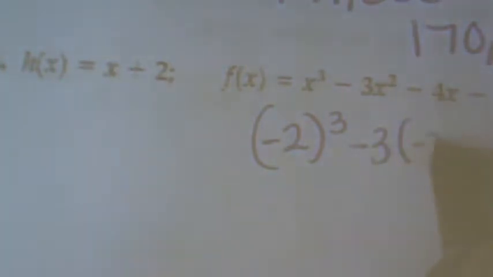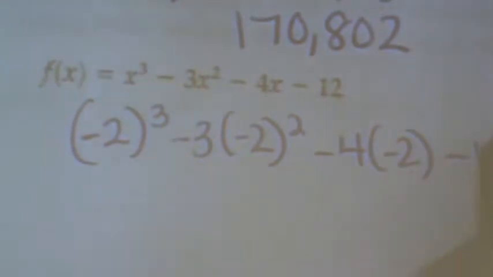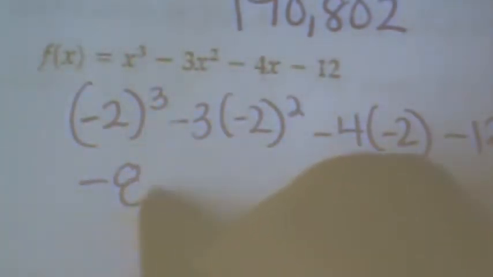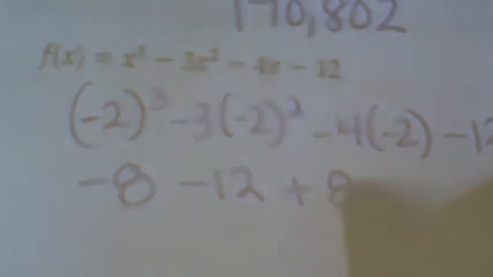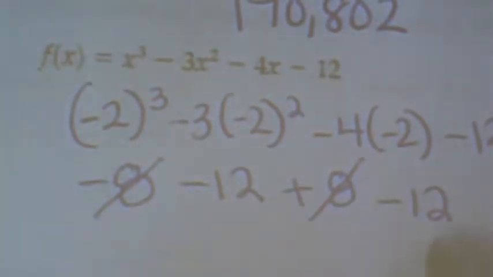For 43, you're going to plug a negative 2 in here: negative 2 cubed minus 3 times negative 2 squared minus 4 times negative 2 minus 12. You get negative 8 here. This is 4, minus 12, plus 8. These are going to cancel. And this is going to be negative 12 minus 12, which is negative 24. So again, no.